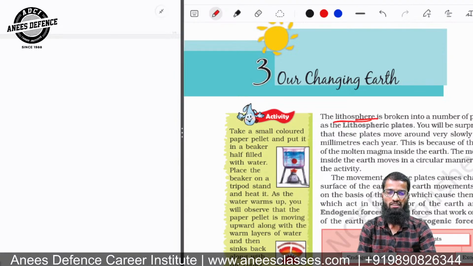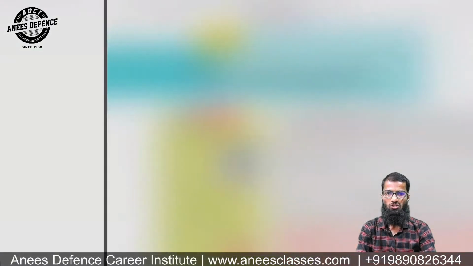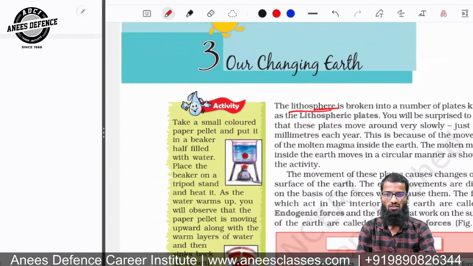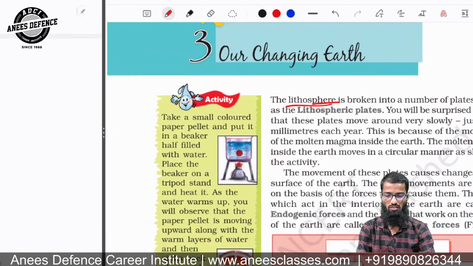Hi, with our NCERT series, that is NCERT Geography, we have completed the sixth standard NCERT, and we are here with the seventh standard NCERT chapter number 3. This chapter, which you are seeing on your screen, is very important from an exam perspective. So let us start without wasting much time with our changing Earth.